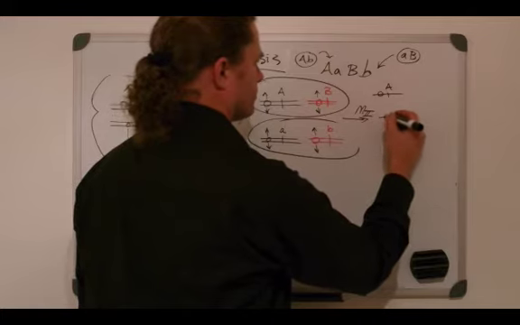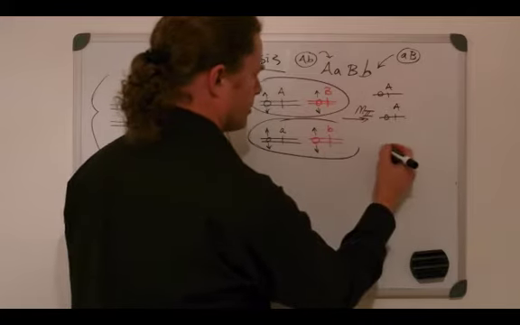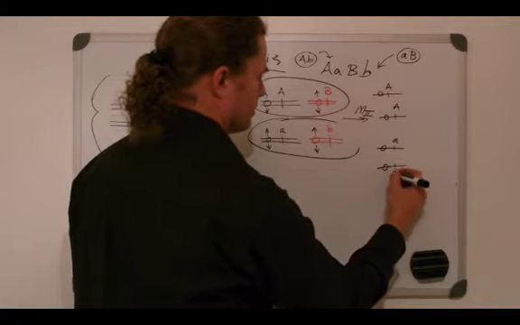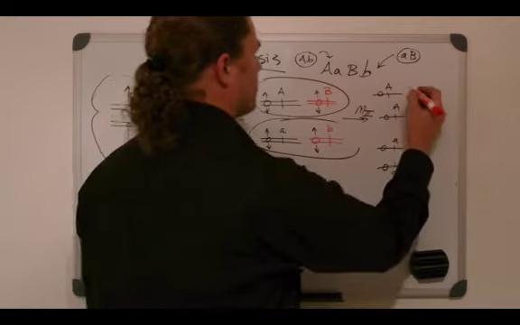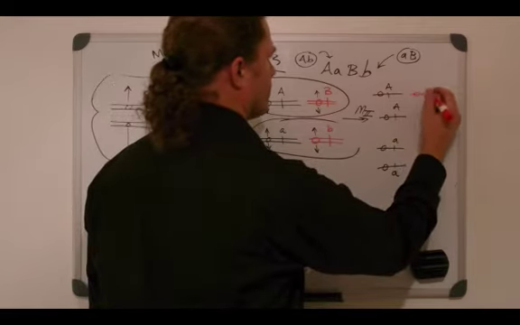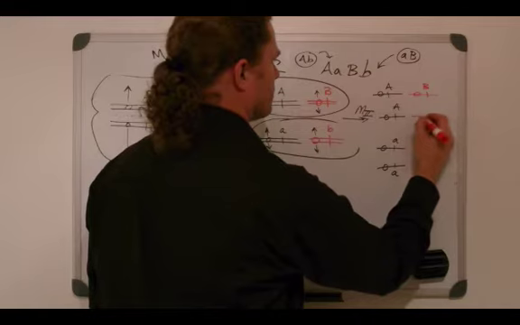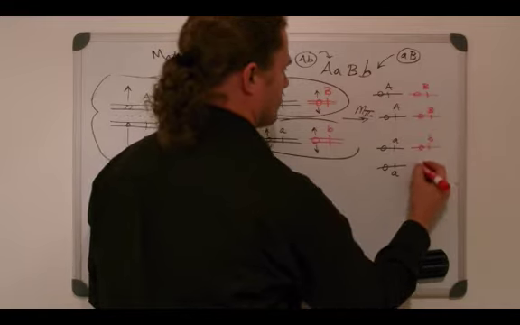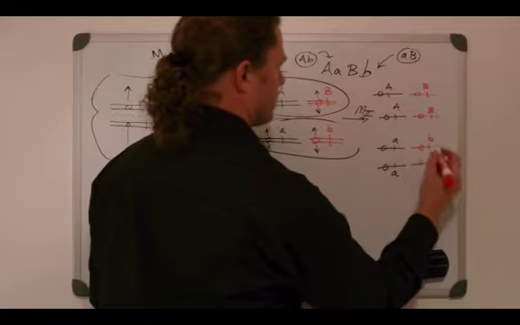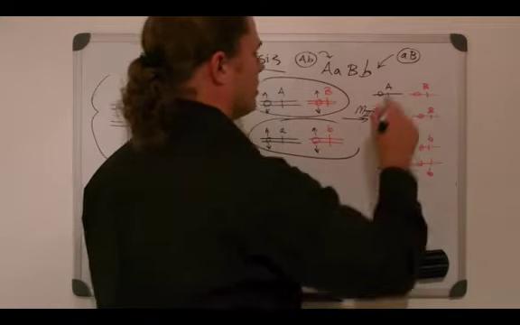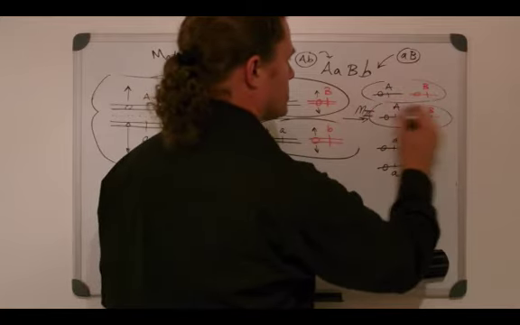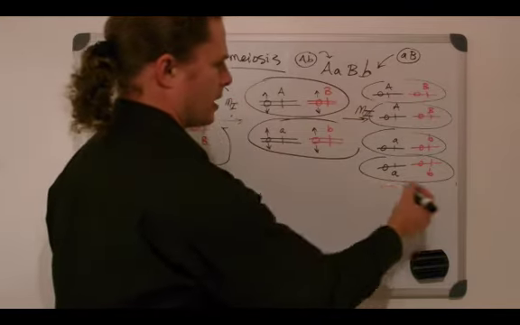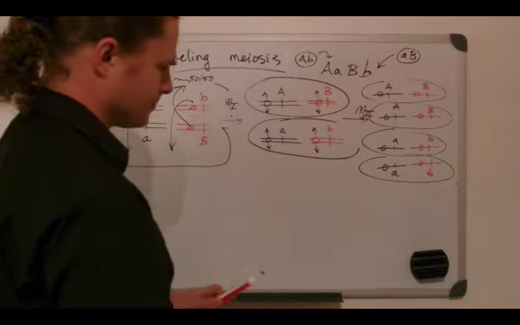big A, and then down here, little a, and little a. And then for the other chromosome, big B, little b, and little b. And then we could go and draw cell membranes around each of these to represent them as cells. So these are now the N or haploid products of meiosis.